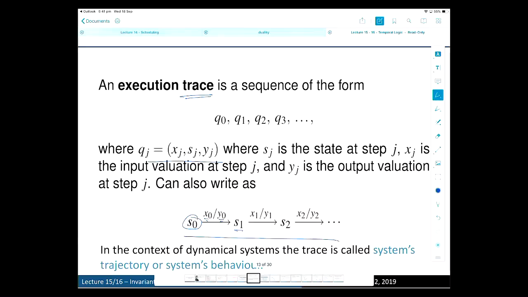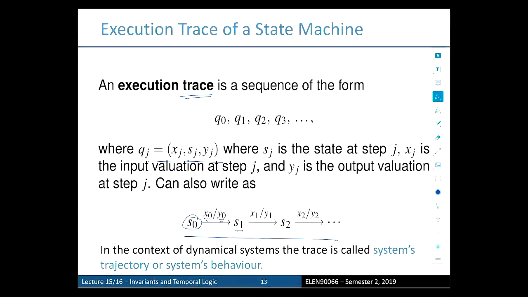There's another word for it in the context of dynamical systems. This thing is called the trajectory, or sometimes the behavior of the system. Again, different communities give different names to the same idea. It's important to understand that if you go and read a book and they start talking about trajectories, don't say, oh, this is a whole new branch of science that I'm seeing. Same thing, just another name.